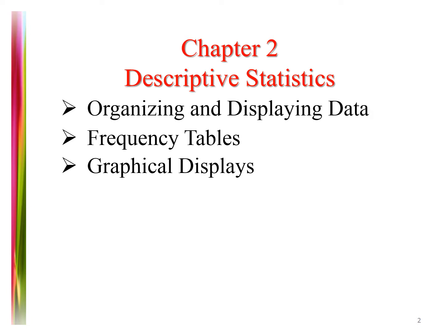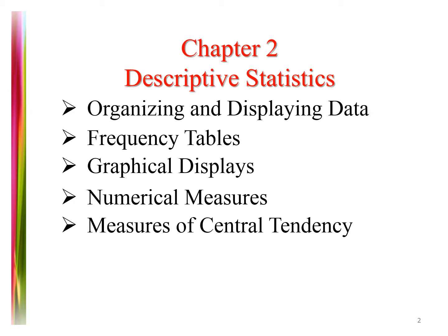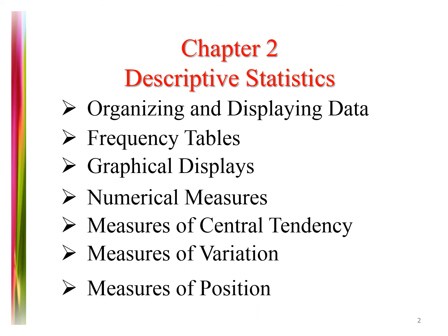display the data. A popular organizing method is the frequency table. We will discuss the frequency table and some graphical displays such as pie chart, bar chart, stem and leaf diagram, and box plot, and then we will discuss the numerical measures. In this case we have two important numerical measures: measures of central tendency and measures of variation, and we will also discuss the measures of position.